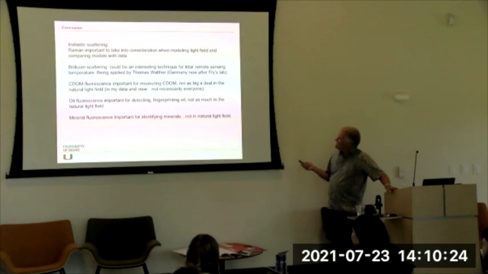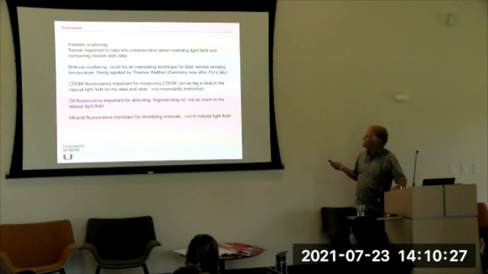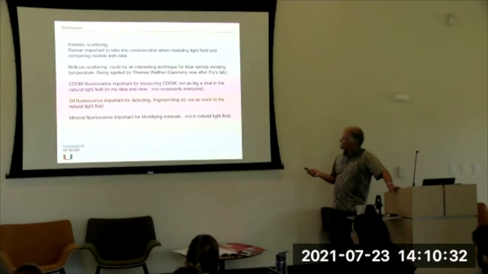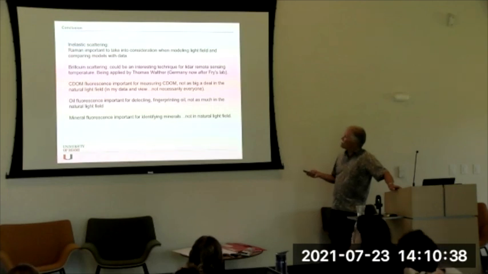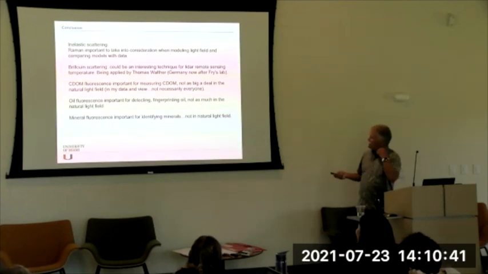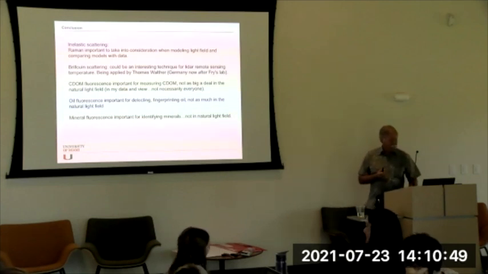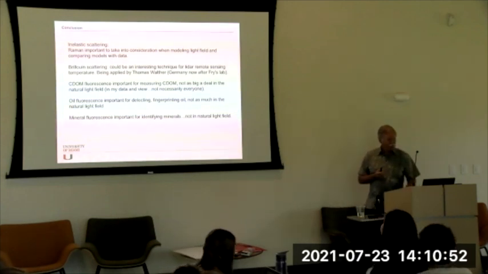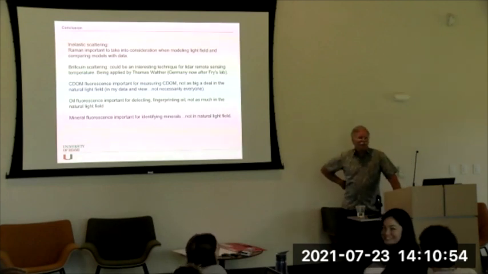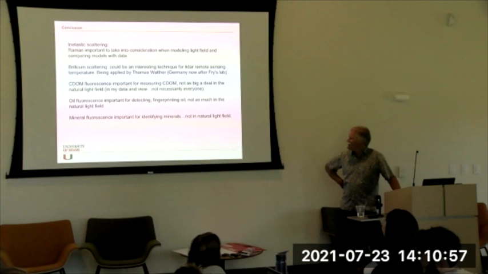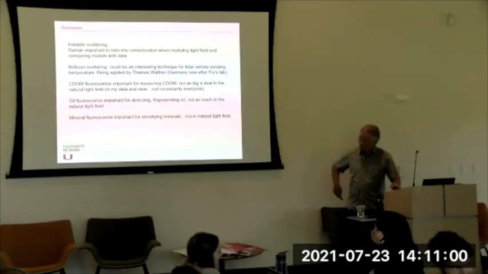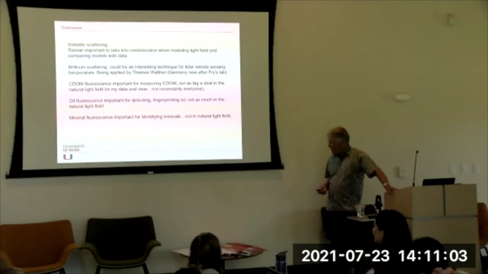CDOM fluorescence is important for measuring CDOM. Not as big a deal in the natural light field, I think, but not necessarily everyone thinks that. I'll leave it there. Oil fluorescence, important for detecting and fingerprinting oil, not so much in the natural light field. And mineral fluorescence, not in the light field, but important for identifying minerals. Well, unless you had sediments that were made from fluorescent minerals that were suspended in the water. But the amount of that, I don't know. But anyway, any questions?